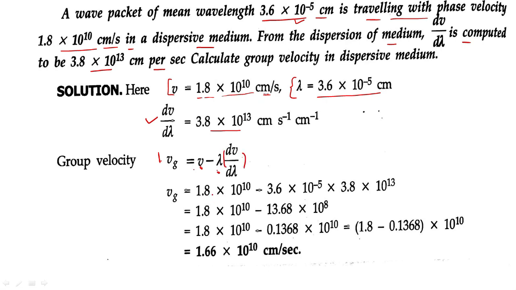Put all these values in clearly: put v here, put lambda here, and put the dv by d lambda value. Everything is given in the question, so you can easily calculate the answer. There is no need to worry; simply put in the values and calculate. By simple mathematics, Vg equals 1.66 into 10 to the power 10 centimeter per second.